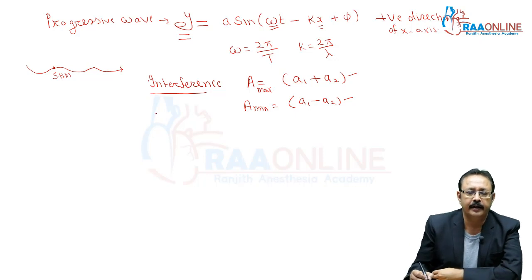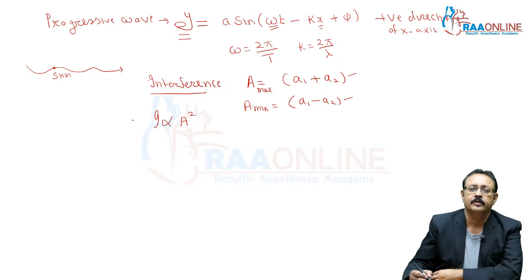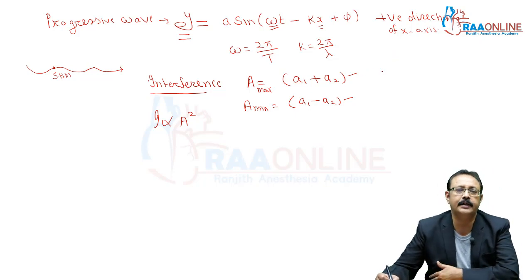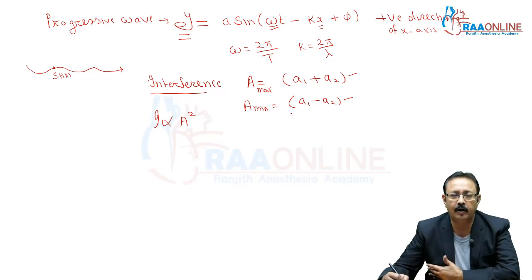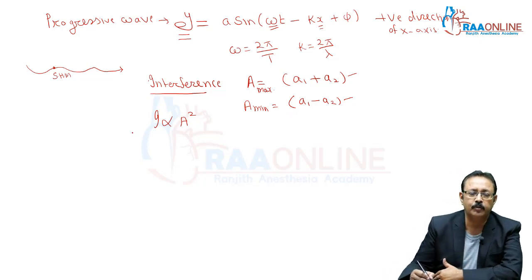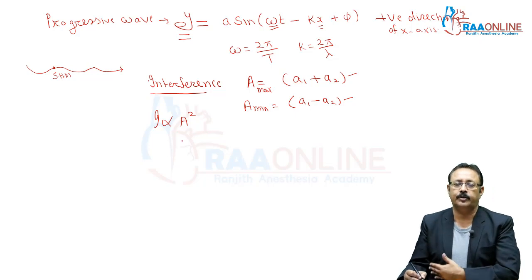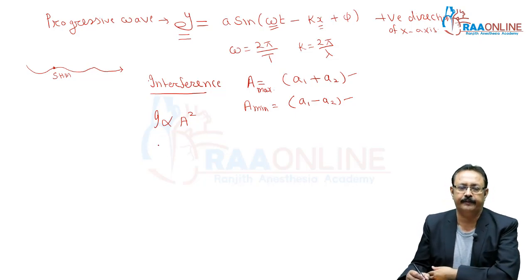And we know that intensity depends upon amplitude square. So at these places intensity will be maximum, and loudness is a function of intensity. So loudness of sound will be maximum at these points and minimum at these points. But if two progressive waves of the same frequency moving in opposite directions superimpose, what will you get? You will get a stationary wave.